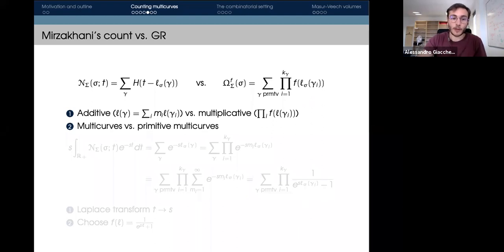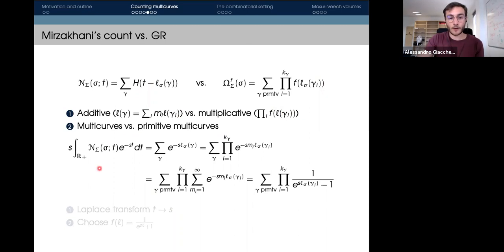And the second problem is that on the left-hand side I sum over all multicurves, while on the right-hand side, I sum over just the primitive multicurves. So how can I solve these two problems? And this is actually kind of easy. There are two main tricks. The first one is to take a Laplace transform. So I take this function, and I take the Laplace transform of it with respect to this cutoff variable.